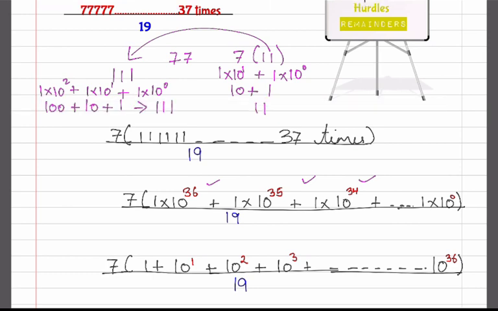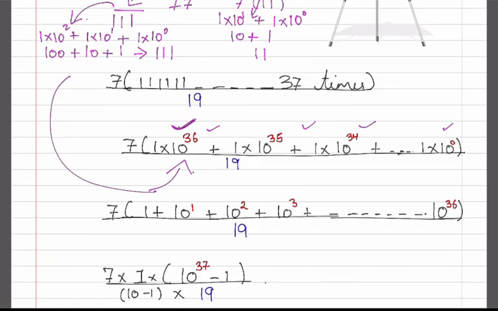Similarly, I write this now. How many times do I have this? 37 times. So I'll write it as 1 into 10 raised to 0, going up to where? 1 into 10 raised to 36. How is this possible? See, if there are 3 ones, I go to 10 raised to 2. If there are 2 ones, I go to 10 raised to 1. So if there are 37 ones, I'll go up till 10 raised to 36. So I write it the same way: 10 raised to 0, 10 raised to 1, 10 raised to 2, 3, 4, 5, going up to 10 raised to 36, divided by 19.